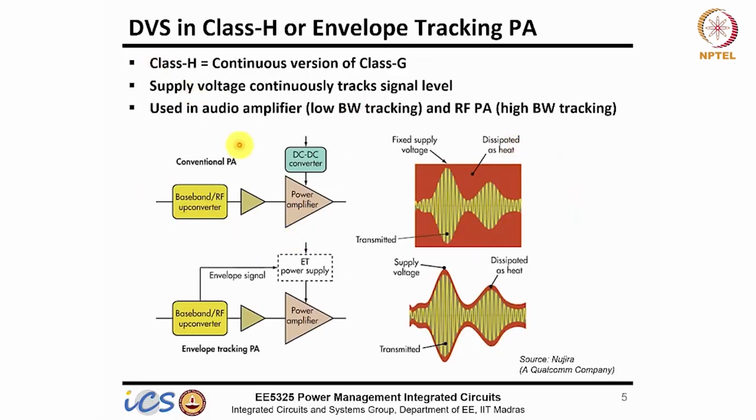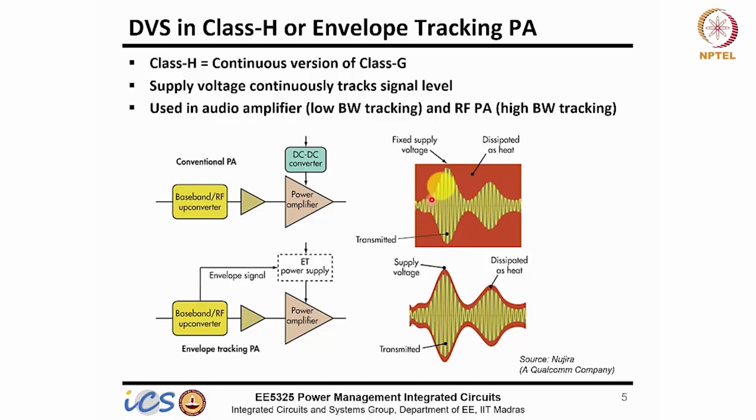Now there is another category which is called class H, and the concept is used in the envelope tracking of power amplifiers in most of your RF transmitters. So now this is your power amplifier and this is your DC-DC converter. If I keep this supply fixed, again all this red portion you see, that is the loss, and this is my signal.